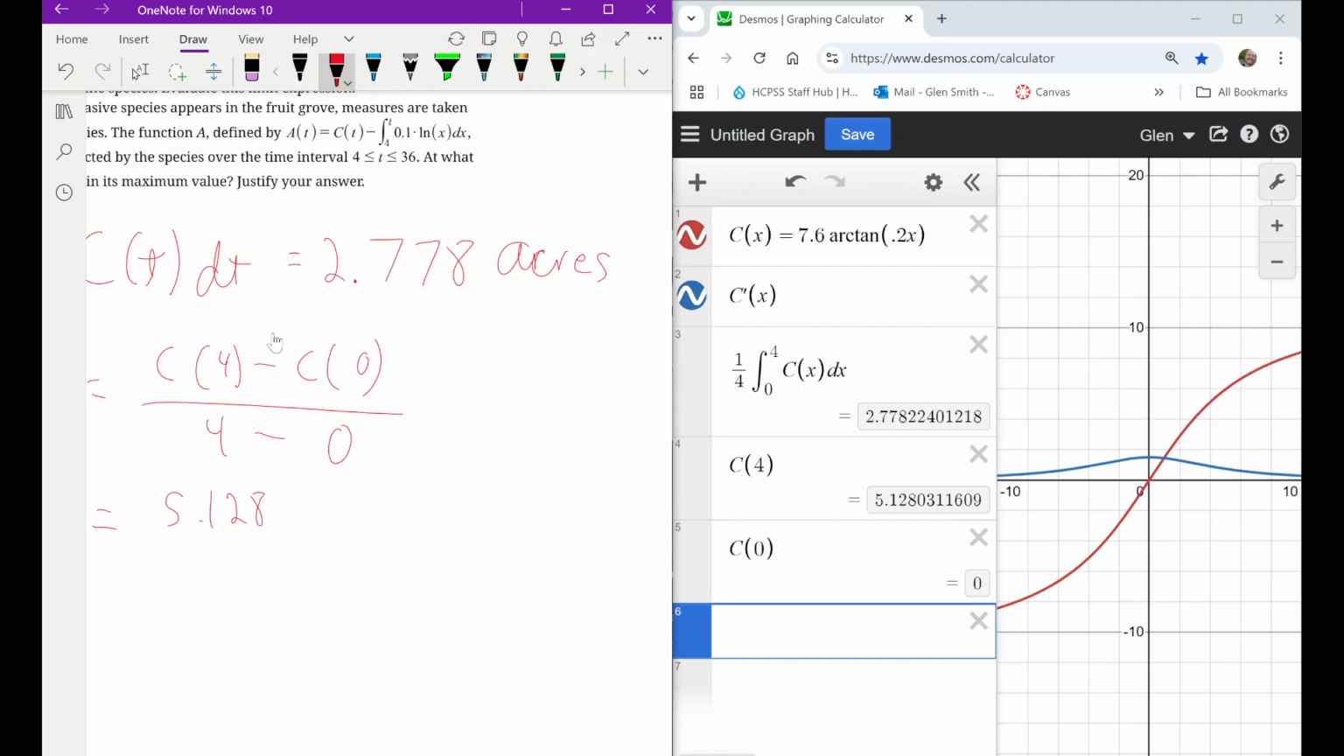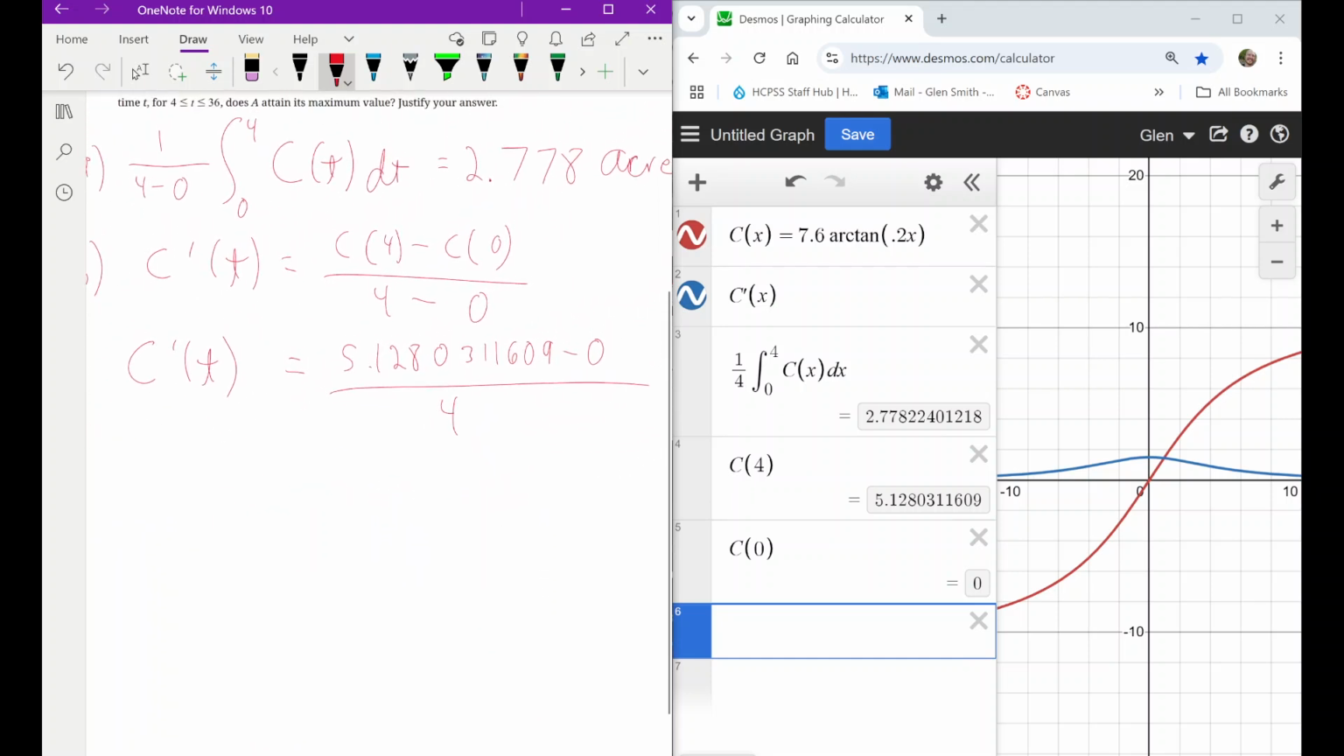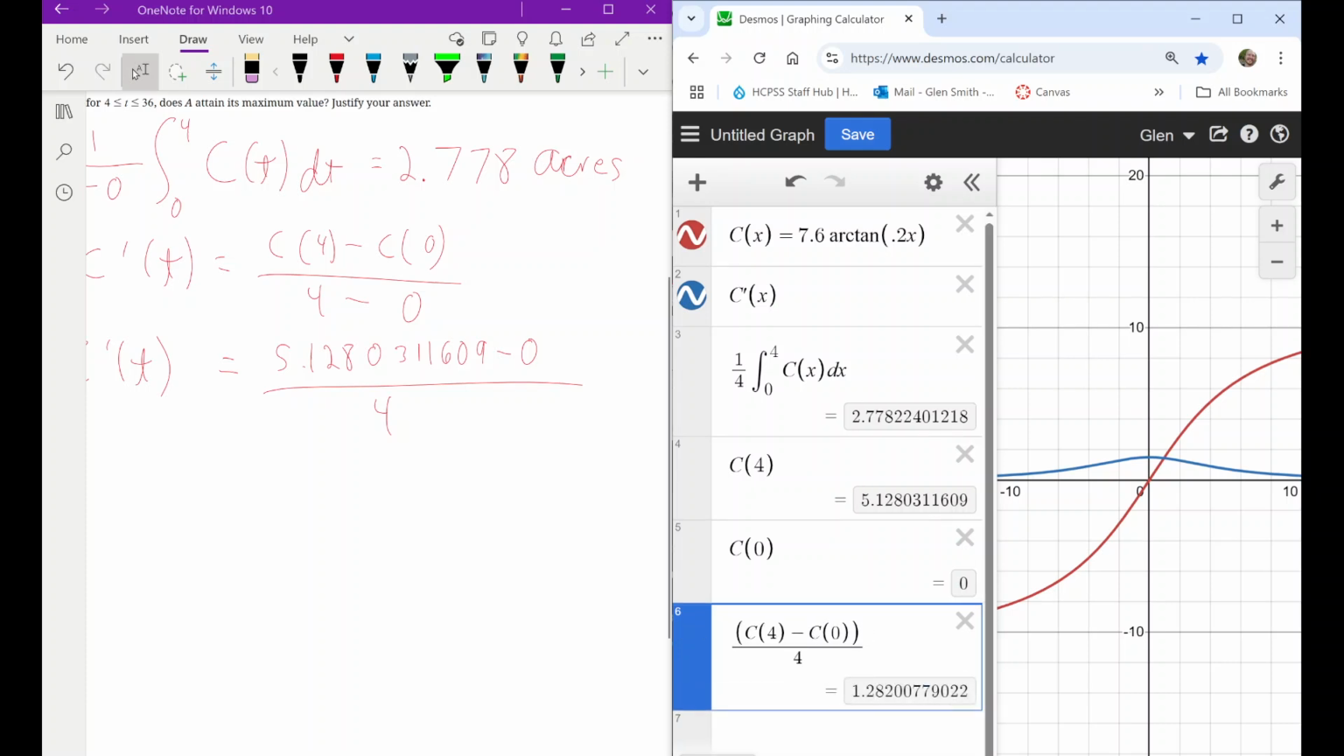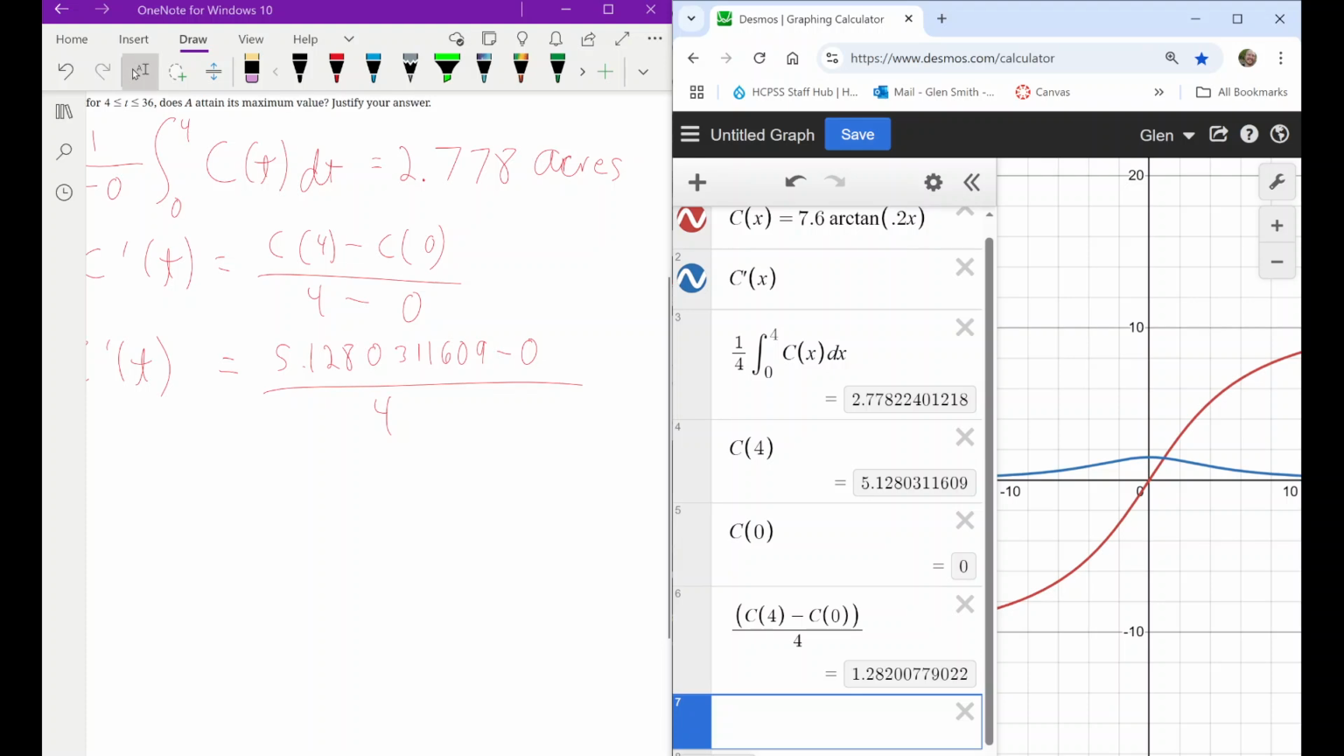So 5.1280311. We'll do the whole number here. 609 minus C of 0, which is 0, over 4. Okay, and I need to know when are they equal. So I'm going to go ahead and find what that number is. And I wouldn't type in those numbers again. I would just do C of 4 here, which makes it pretty simple. Just like that. And I need to know when is that number going to hit the derivative.